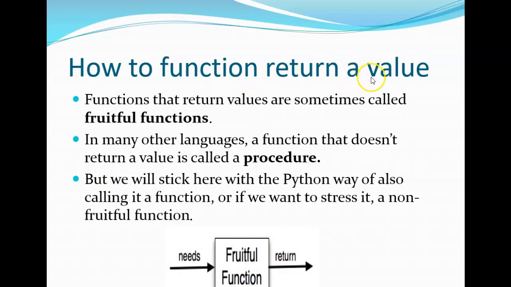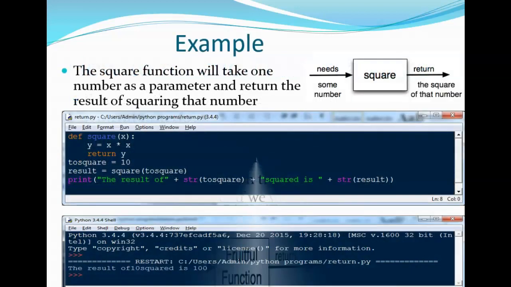How does a function return a value? If a function returns a value, that function is called a fruitful function. Very, very important point. If a function does not return any value, it is nothing but a procedure, a simple procedure. But we will stick here with the Python way, which also calls it a function, or if we want to stress it, a non-fruitful function. A procedure is nothing but a non-fruitful function.